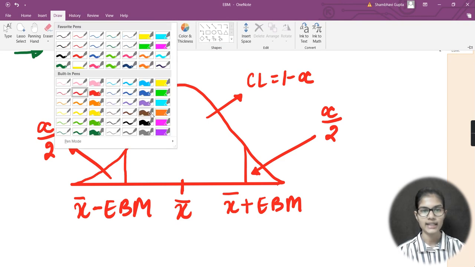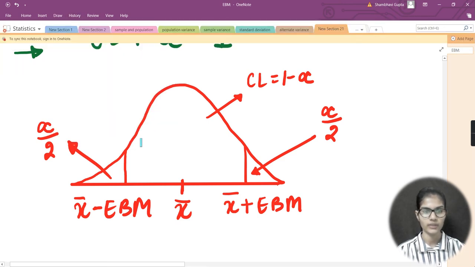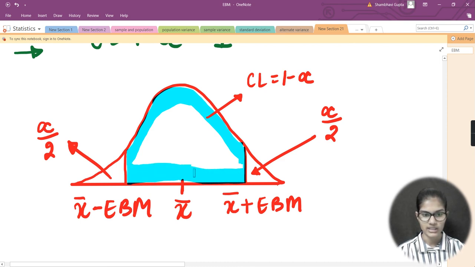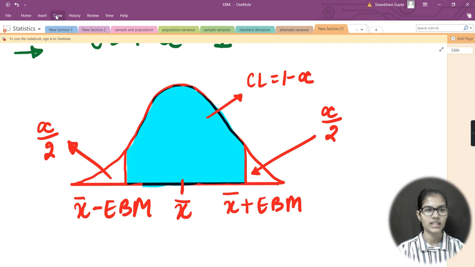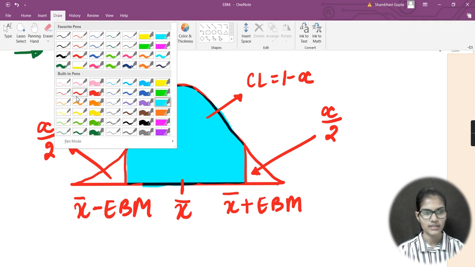Now let me quickly highlight the middle portion which we just made, this portion, right? This is the portion in which you will be writing CL is equal to 1 minus alpha. Let me highlight that so that it is properly visible to you. Yeah, this one. So this portion is called my CL is equal to 1 minus alpha, and on the other sides of both of these, it is basically alpha by 2 and alpha by 2, right?